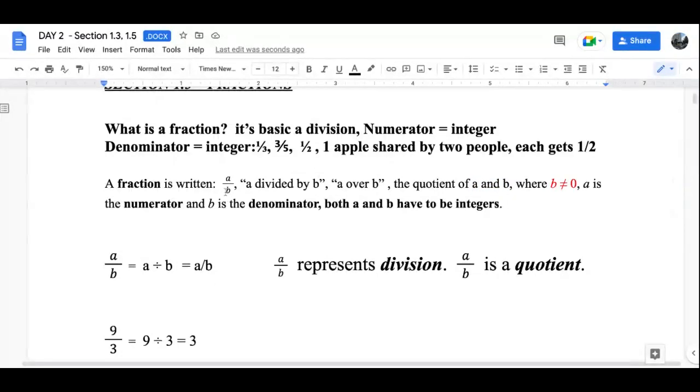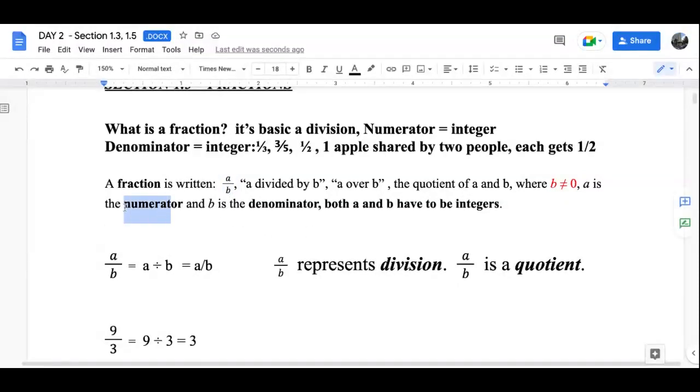And now, of course, what do we require in mathematics? The denominator cannot be 0, right? We don't define 1 over 0. It's like 1 apple shared by nobody. If 1 apple is shared by nobody, we just don't care. We don't define that in mathematics. So b will never be 0. It's not defined. It does not exist in mathematics.